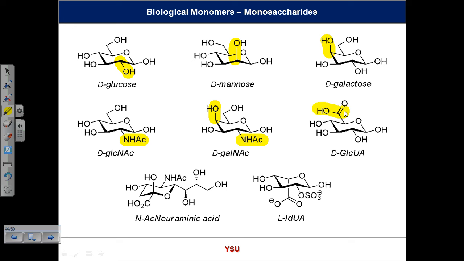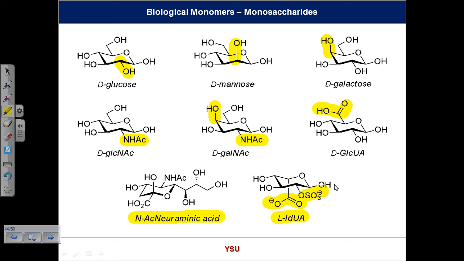We can see here carboxyl groups. Maybe we can link off that in glucuronic acid. And then down here, we get some of these really interesting ones which are used by things like bacteria to link to cells or viruses to link to cells. N-acetylneuraminic acid, you'll see those a lot. And iduronic acid down here has sulfates and very polar materials. So those are the basic monomeric building blocks to make polymers.